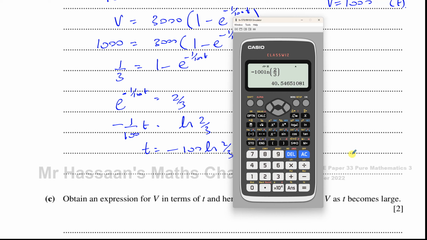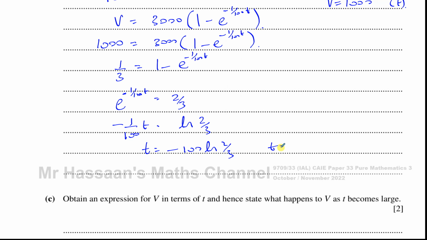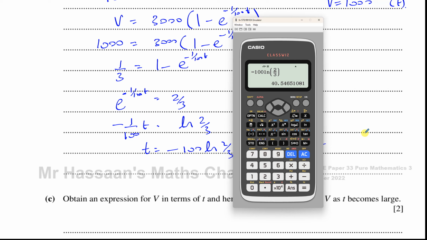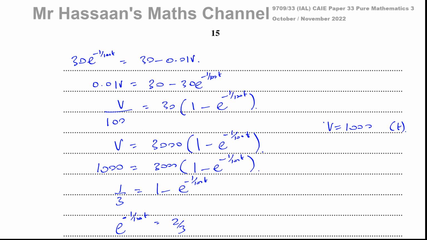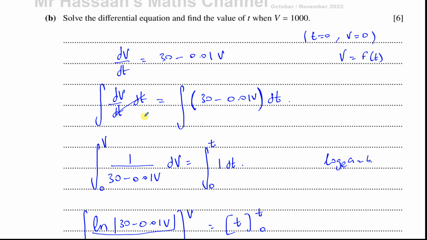Okay, that gives us 40.456. That's going to be t equals 40.4. Sorry, got the wrong thing, didn't I? 40.546. So therefore we can say the time is 40.5 and it was in minutes. Okay, that's the value of t. Right, so there's the answer to part B.